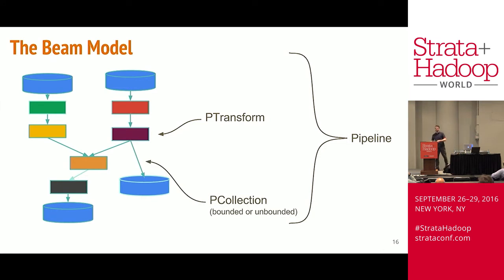We call those PCollections. And a PCollection can be bounded or unbounded, and those terms mean if it's bounded, we know it's finite. And if it's unbounded, it might be finite, might be infinite, we don't know. It's often simple to think of an unbounded PCollection as a stream, but I'll try to stick to this terminology.